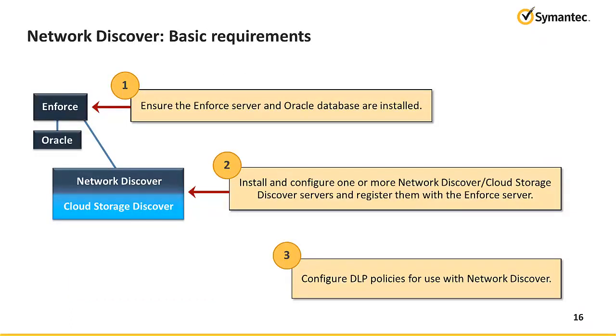Network Discover depends on an architecture consisting of an Enforce server and one or more Network Discover Cloud Storage Discover servers. To scan on-premise repositories for confidential data, you must ensure these components are installed. In general, it is a best practice to locate the Network Discover Cloud Storage Discover server close to the target repositories, for instance in the same data center, to facilitate faster scanning and to minimize the impact on network bandwidth. Scanning rates will vary depending on the target type, but a single Network Discover Cloud Storage Discover server can, for example, scan file servers at a rate of up to 23 gigabytes per hour.